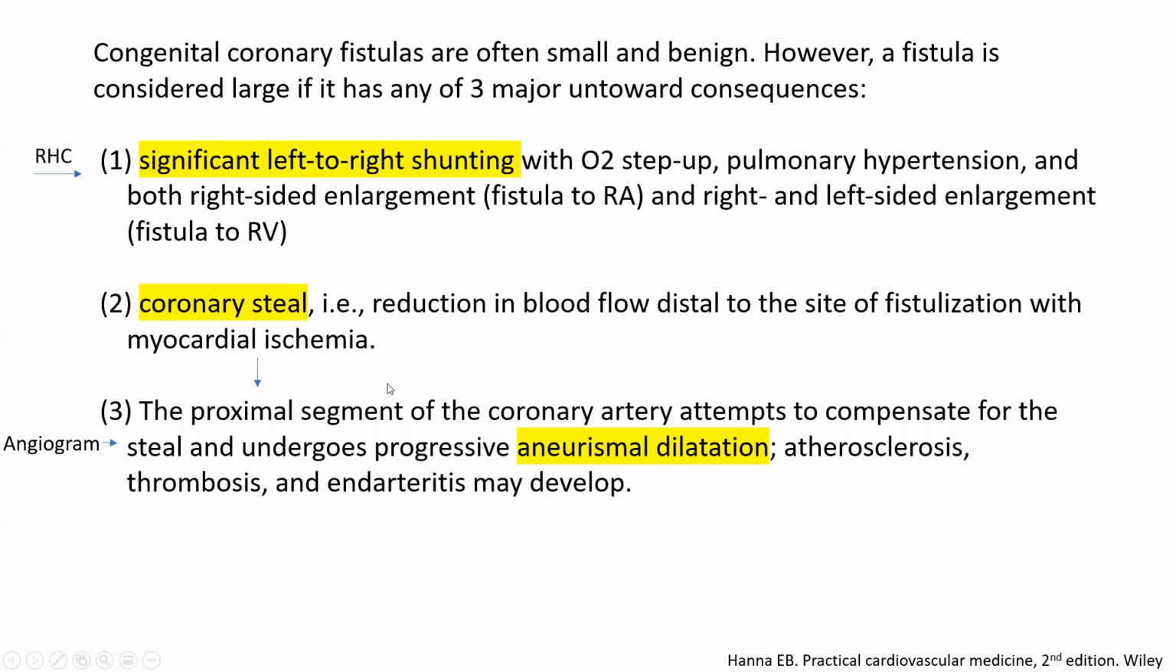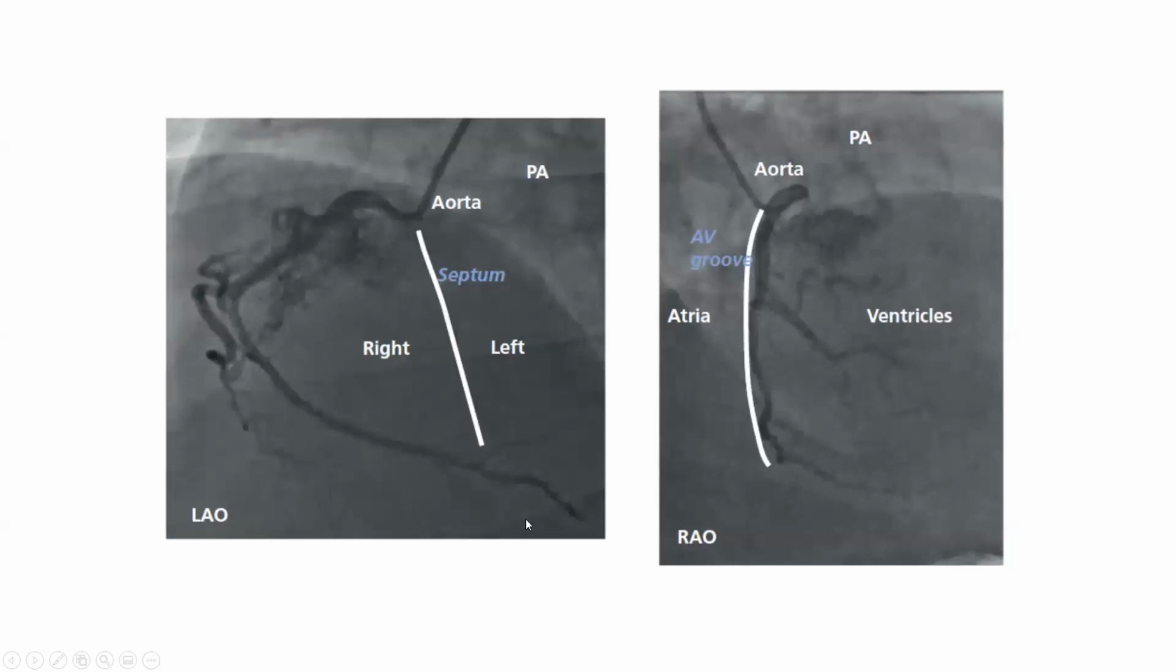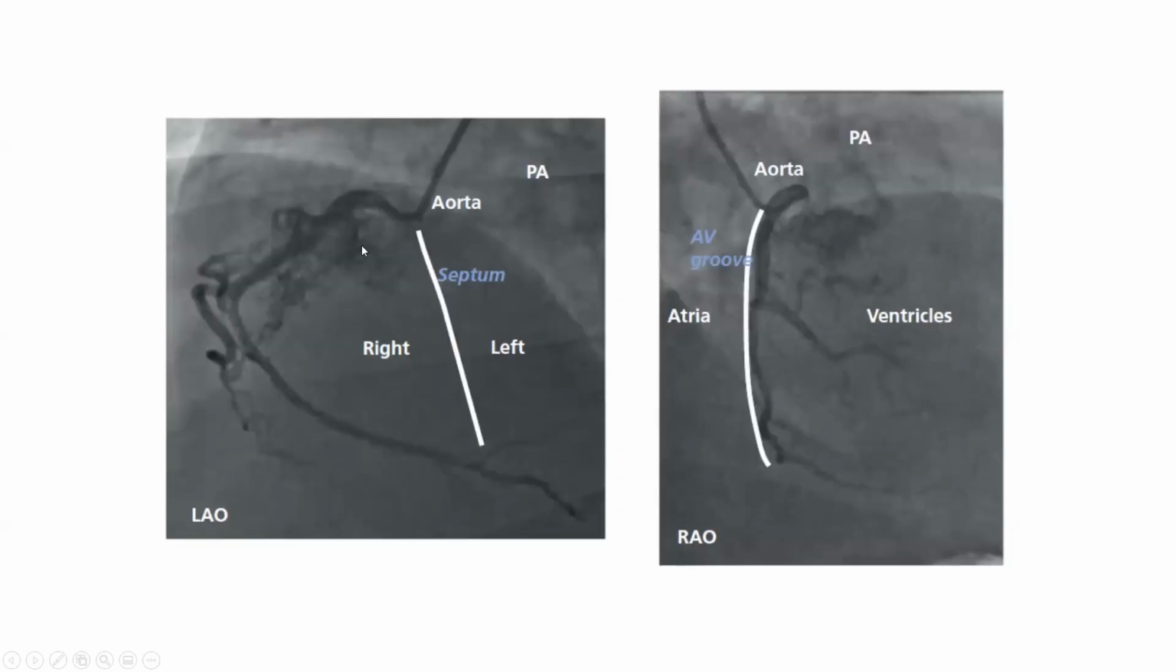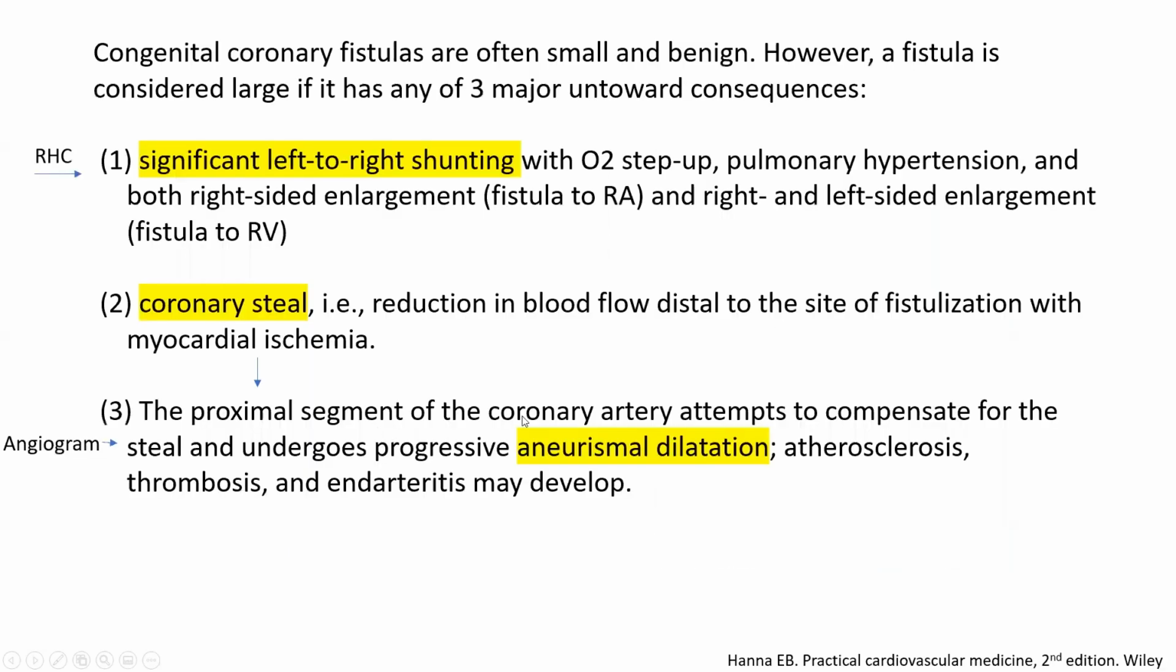The second consequence is that the fistula can steal blood from the distal coronary and can cause a coronary steal and myocardial ischemia. As a result of that myocardial ischemia, angiographically, you will have this finding. The proximal segment of the coronary, in order to accommodate for that steal, will enlarge dramatically and will become aneurysmal. And as a result of that aneurysm, you'll develop atherosclerosis, thrombosis, and bulky thrombotic atherosclerosis. You can define it angiographically as aneurysm or aneurysmal complications.